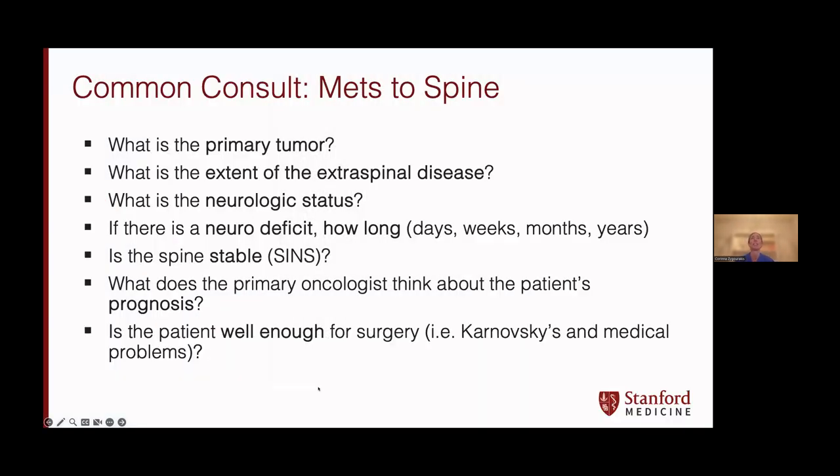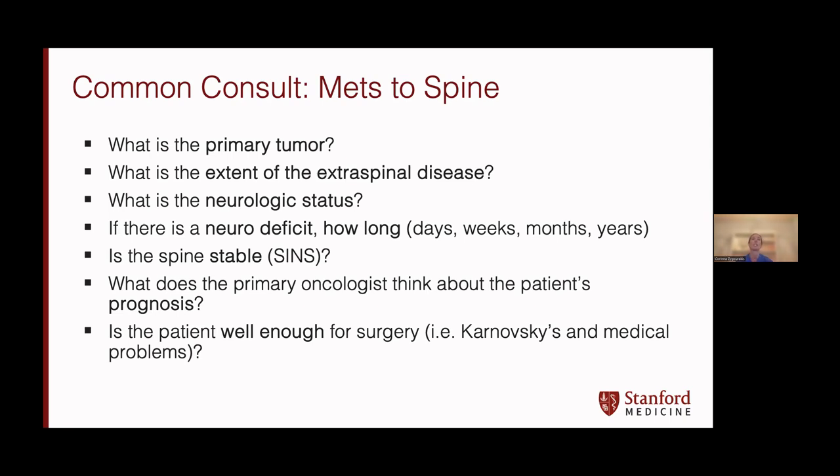So we talked about this very nicely already, but anytime a patient comes to me with a metastasis to the spine, I'd like to know what's the primary tumor, their extent of extraspinal disease, of course, their neurologic status, and if they have a deficit, how long has it been going on for? Days, weeks, months, or years, because this is really important in terms of how I'm going to think about the acuity of the intervention that's needed for them.